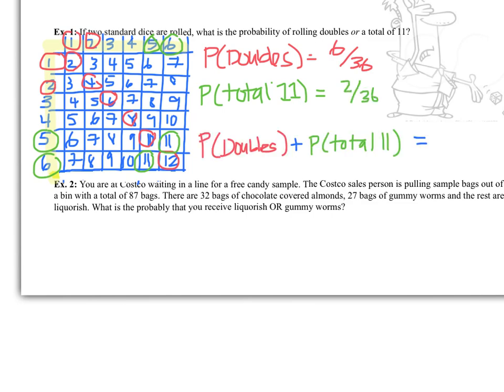So if we sum the probability of rolling doubles with the probability of a total of 11, we'll get the probability that the roll is either doubles or 11, since these events are mutually exclusive. You will notice that the red circles indicate doubles and the green circles indicate 11s, and there's no number that has both a red circle and a green circle. That's how we know they're mutually exclusive.